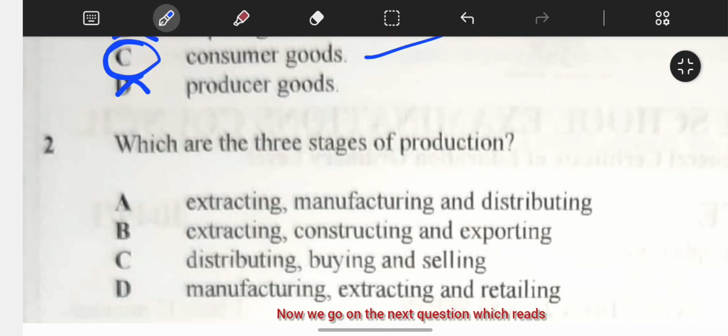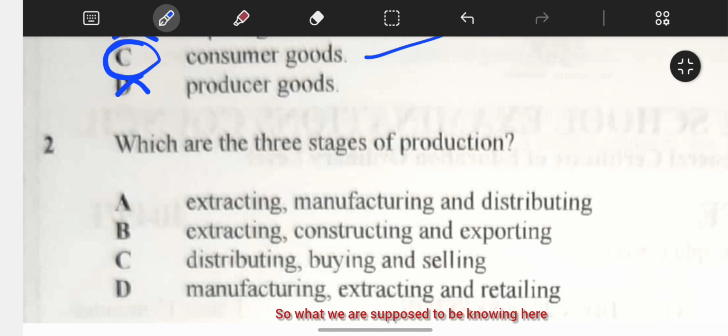Now we go on to the next question, which reads, which are the 3 stages of production? On this question, we are supposed to know the stages of production, which are primary production, secondary production, and the last one, tertiary production. But the answers are given in this way. The first answer starts with extracting, manufacturing, and distribution. So in other words, the answers are given as the processes of the stages of production.